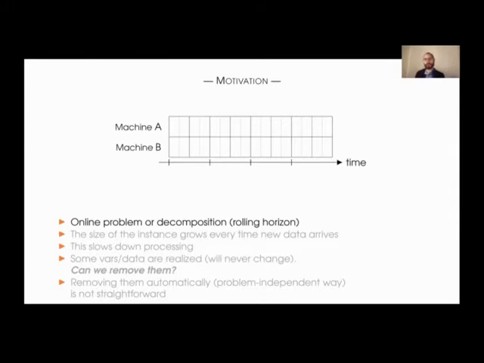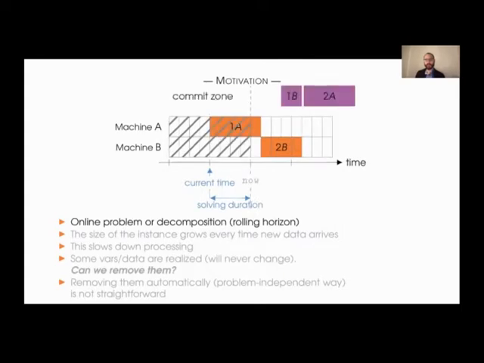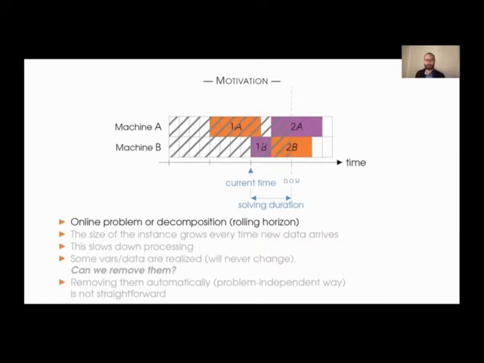So let's look at this animation up top here. We have some tasks. We need to schedule them. Time moves forward. Some tasks can't be changed. Some tasks can be changed. And we get new tasks over time. Okay. Well, the size of the instance grows every time new data arrives. We saw that, right? And new data arrives all the time.